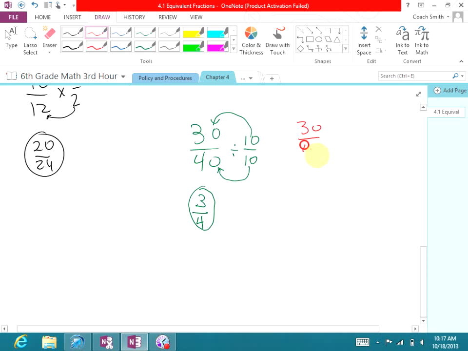The other way you could have done this is take 30 over 40. You see that it's even, so you just start dividing by 2. 2 into 30 goes 15 times. 2 into 40 goes 20 times. But the problem is you can't stop there. Okay? Because 5 goes into both those numbers.